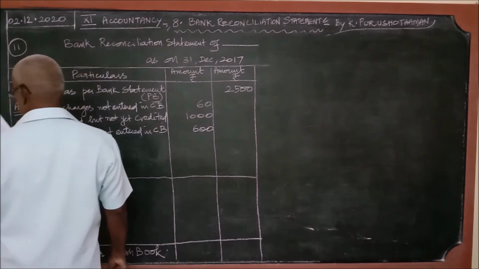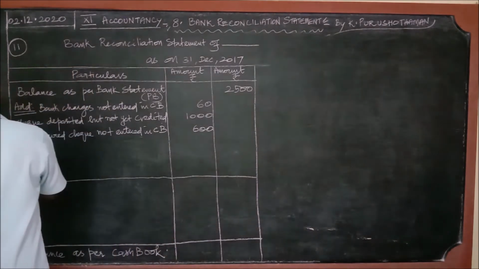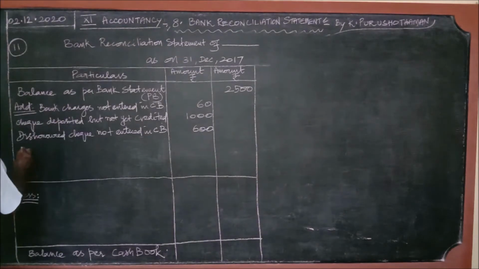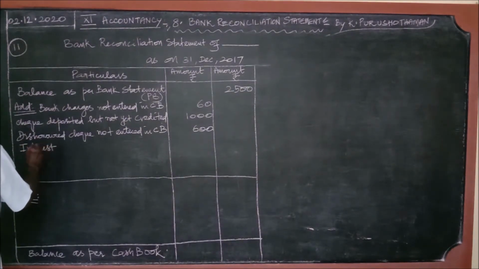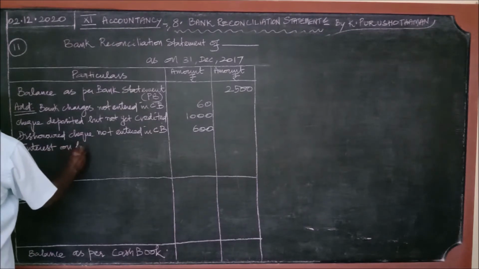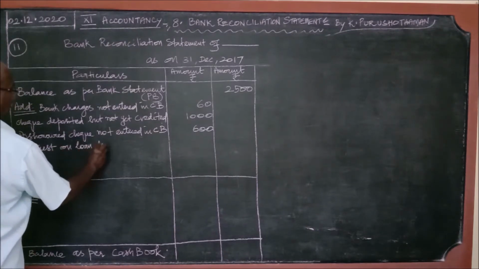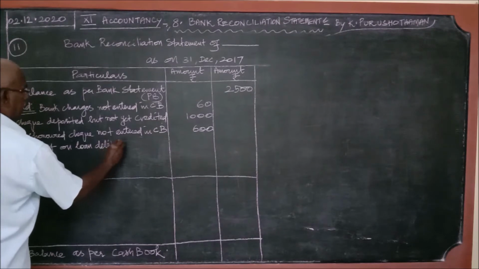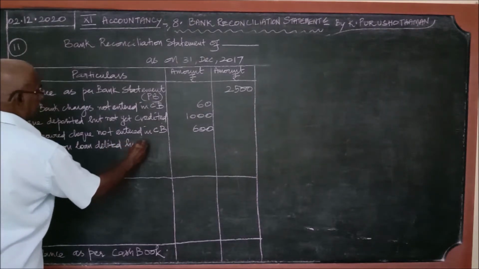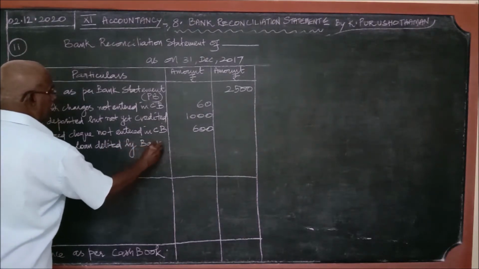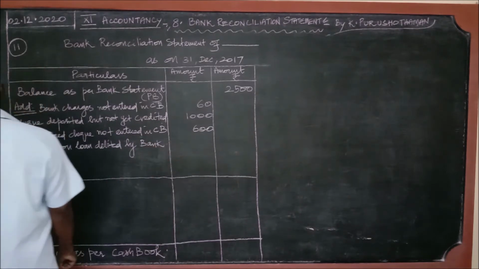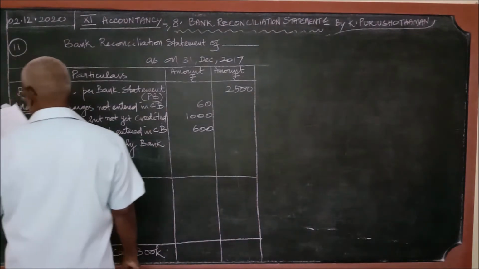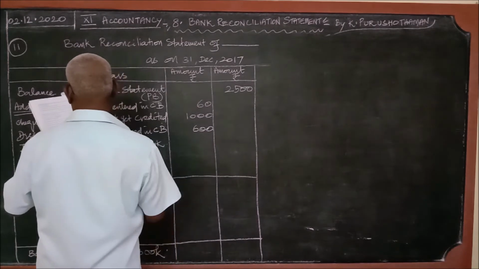Then interest on loan debited by bank. Interest on loan debited by bank, 1200.